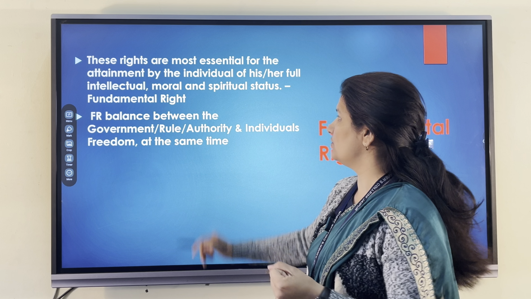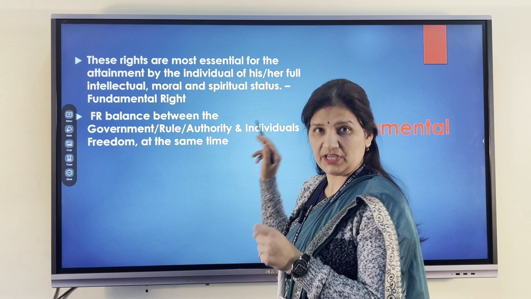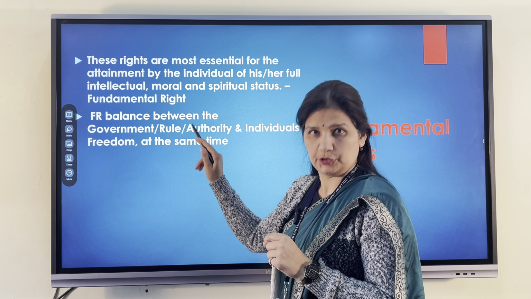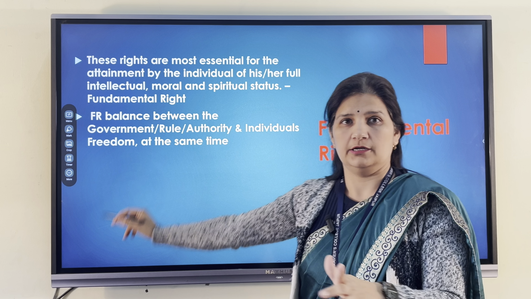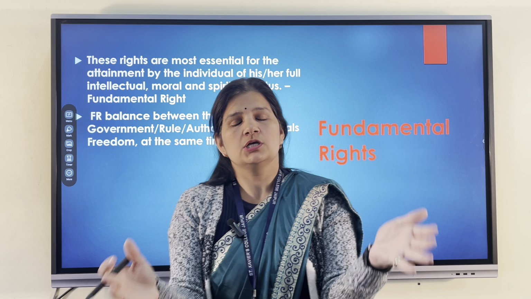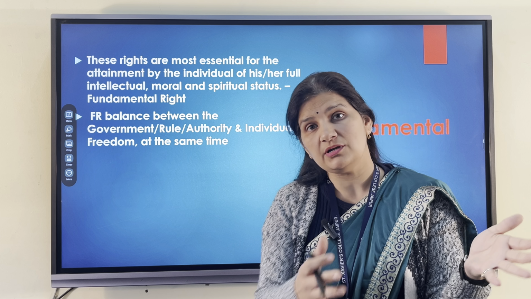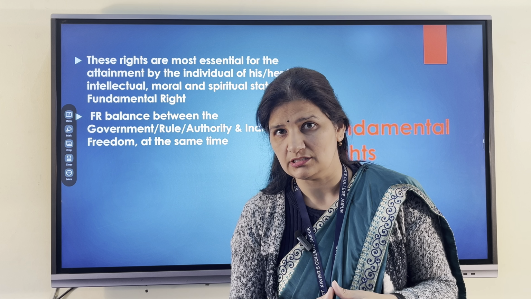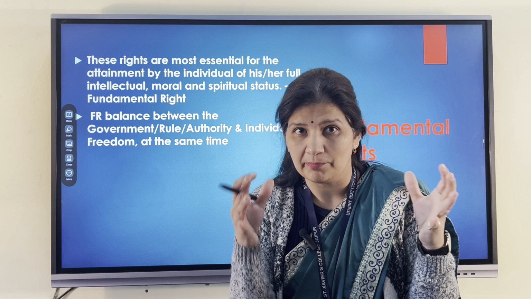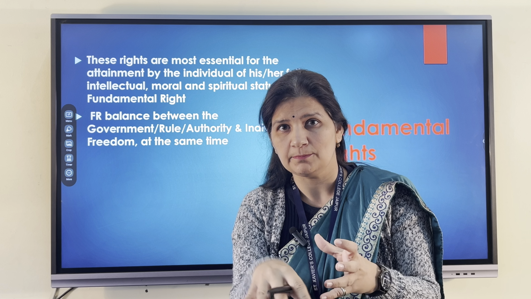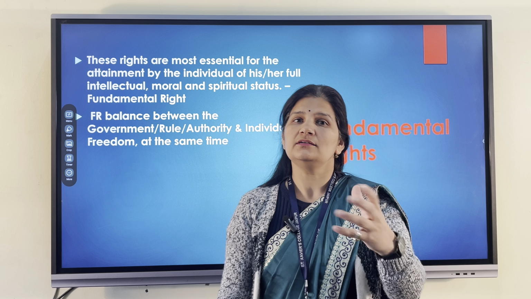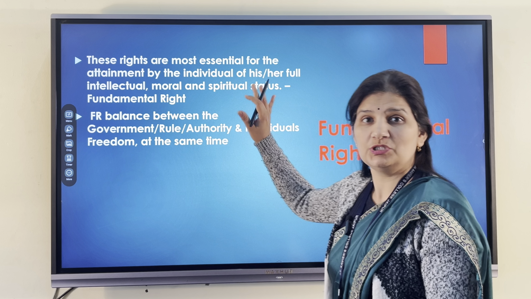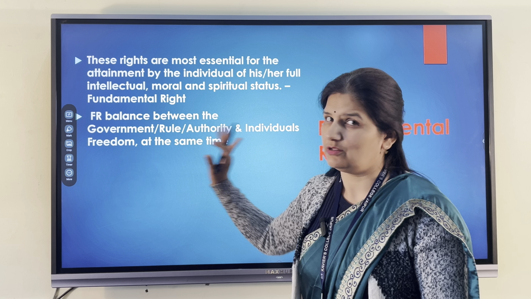These fundamental rights balance the government's rule and authority with the individual's freedom at the same time. So these fundamental rights are most important because they create balance between individual's liberty and authority. So this is the meaning of fundamental rights.